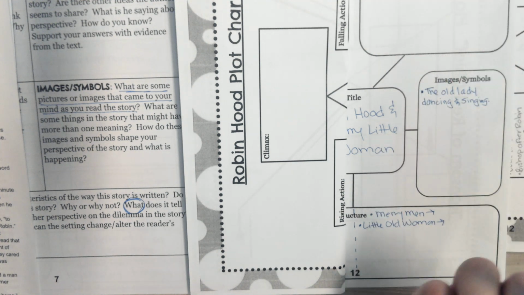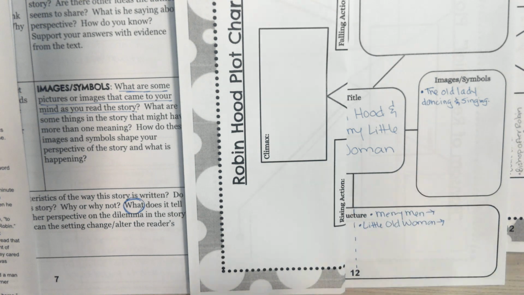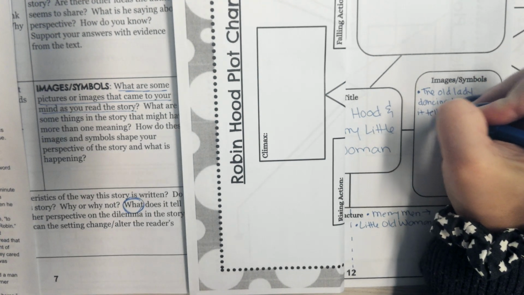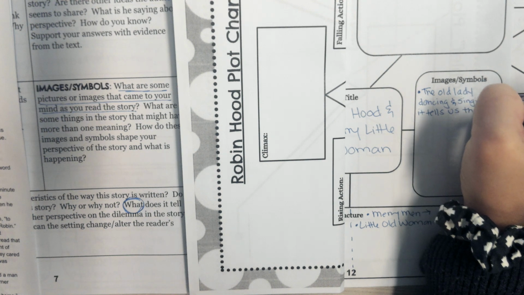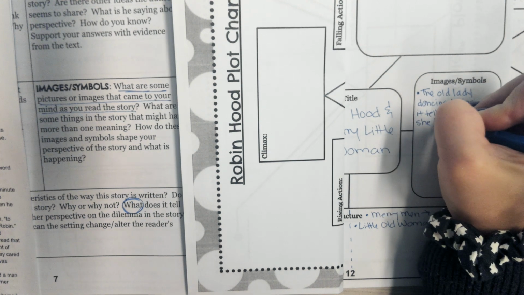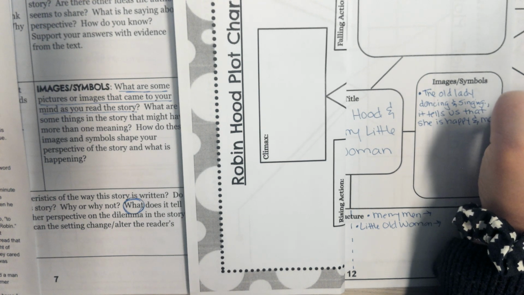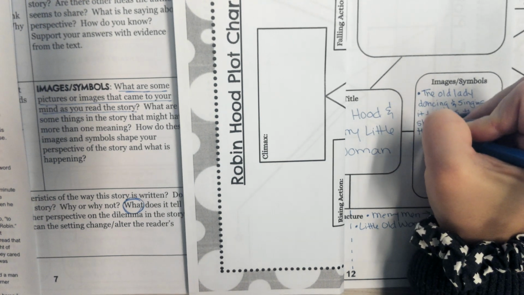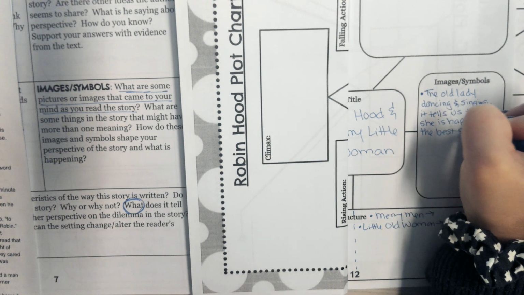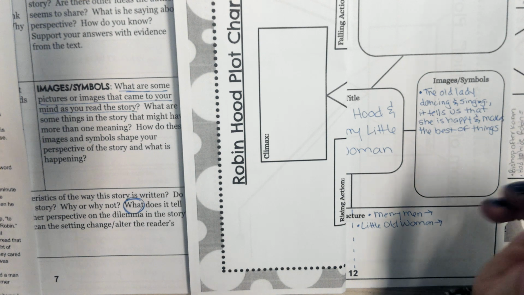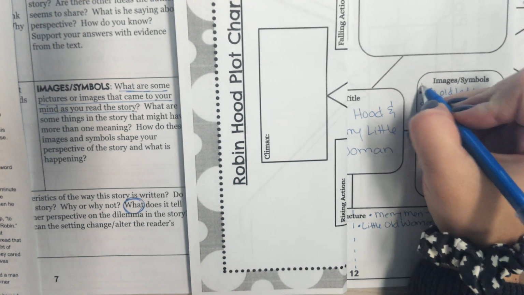Clearly, she doesn't have a lot of money. She's poor, but she's still happy because she's just in a positive mood. So it tells us that she is happy and makes the best of things. I mean, maybe if I sing more when I'm doing my chores, I'll be more happy about it. Ha ha. All right, so I have one here.